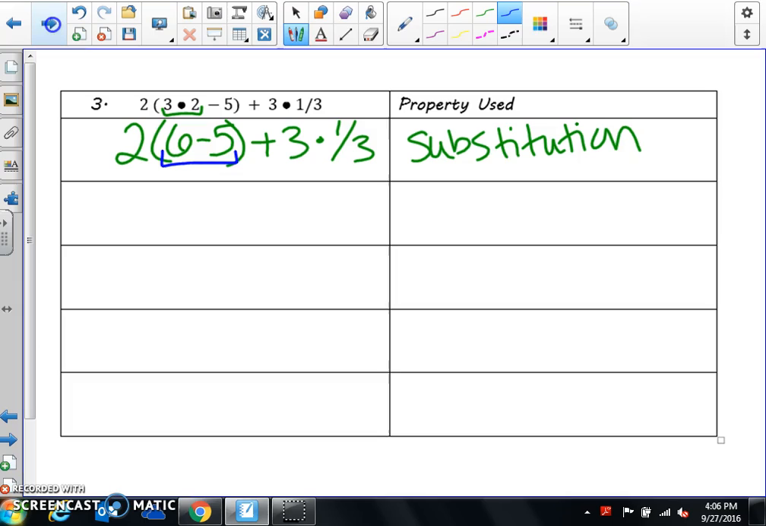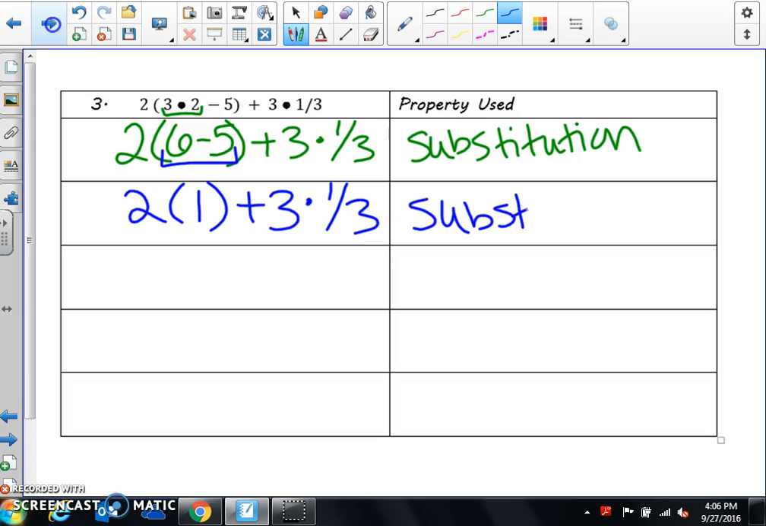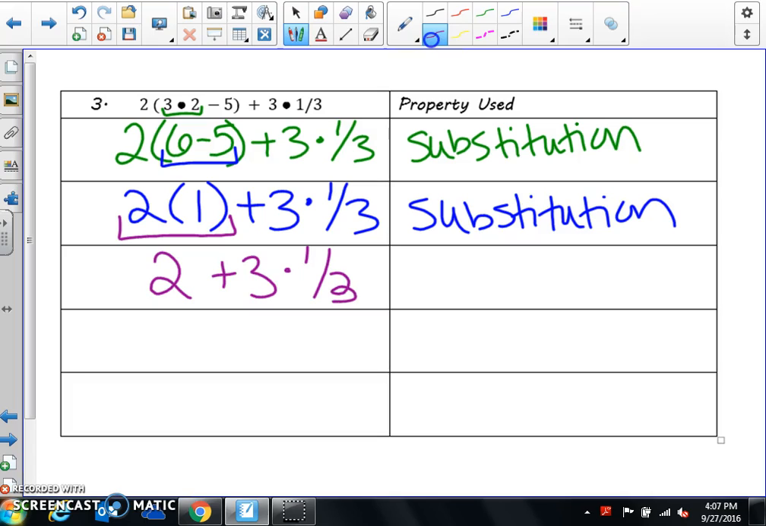Next, 6 minus 5 is 1. Nothing tells me that 6 minus 5 is 1. Therefore, that's also substitution. Okay, next, I multiply left to right. 2 times 1 is 2. Okay, which property tells me that 2 times 1 is 2? So did 2 get to keep its identity? Yes, that's the identity property of multiplication.